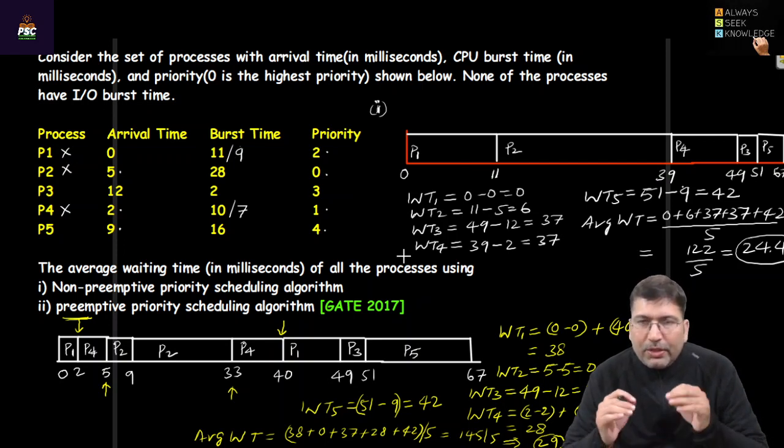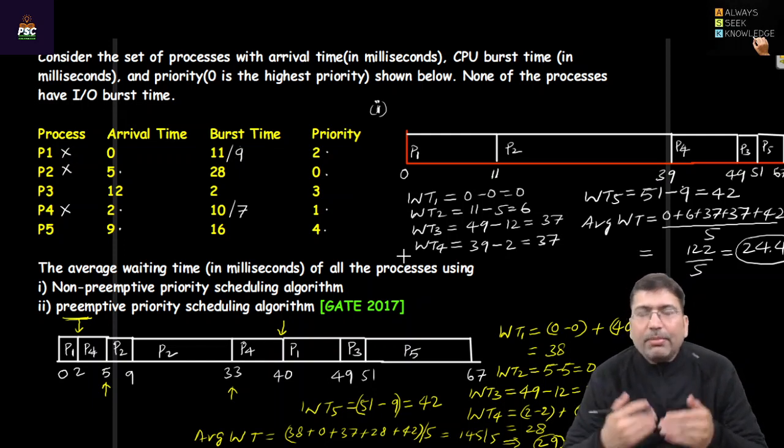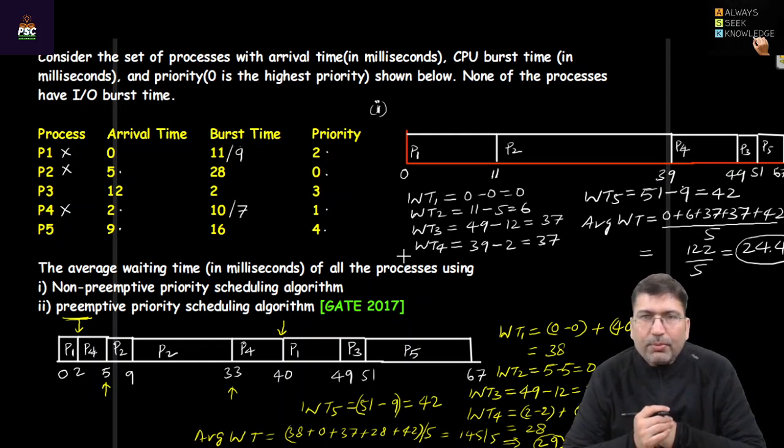Right? To deal with the starvation problem, there is a method called aging. So we start updating the process priority based on some logic. Right? So please do remember these two things.